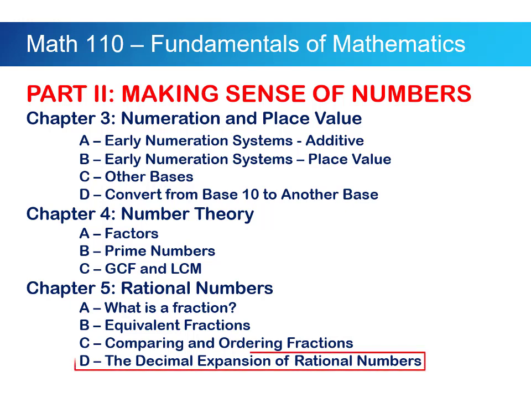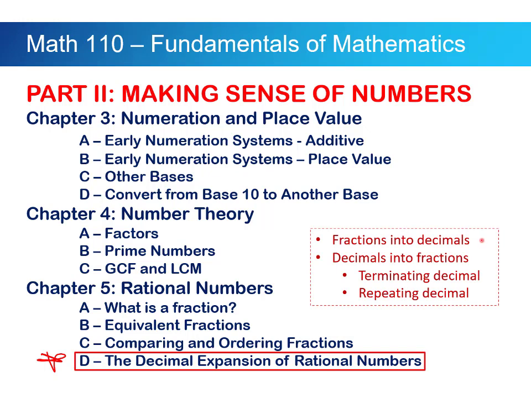Welcome. In this video, we are finishing up Chapter 5, Rational Numbers, with the section 5D, the decimal expansion of rational numbers. And in fact, this brings us to the end of Part 2, Making Sense of Numbers. In this video today, we'll do a few things. We'll talk about how to turn fractions into decimals, and then the other way around, how to turn decimals into fractions. We'll focus on terminating decimals and repeating decimals. Here we go.